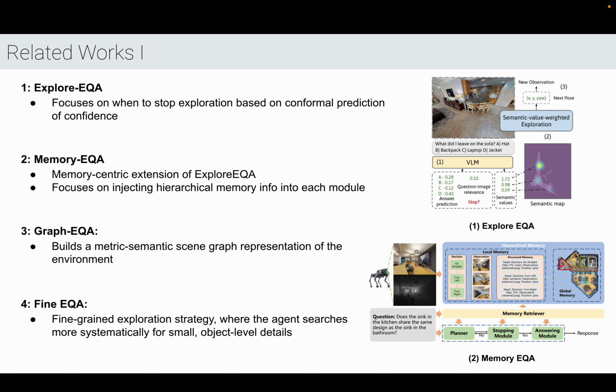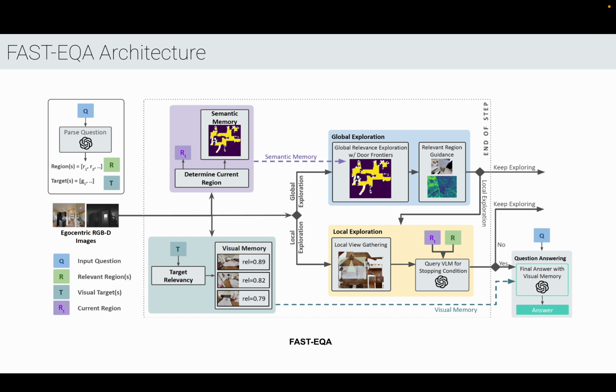Overall, however, current methods have success rates that are still lower than ideal deployable standards, and they're often not operating in real time for exploring. For example, there's a large latency after each step when deciding where to step to next. We propose FAST-EQA, and this is an overview of our architecture.